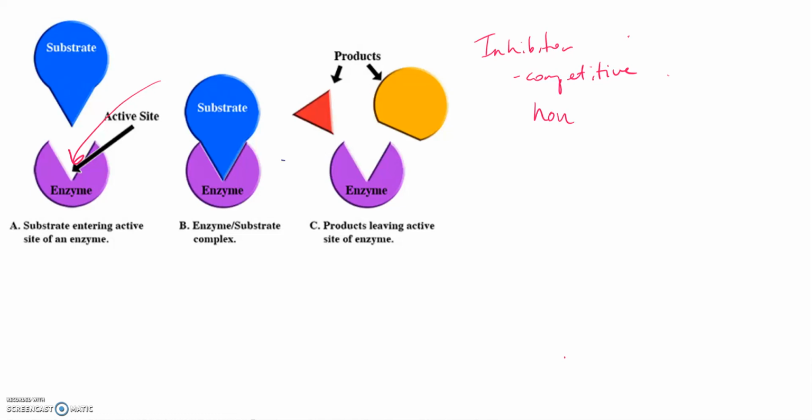For example, it may bind over here on this side, but by doing that, it will change the shape of the active site so that the substrate can no longer bind to the active site. So inhibitors come in two different types, competitive and non-competitive, but both inhibit the enzyme's ability to bind to the substrate.